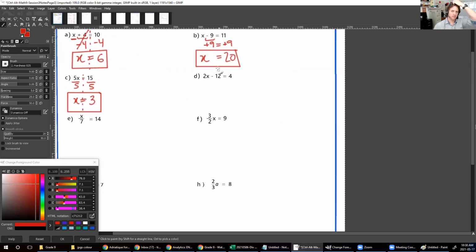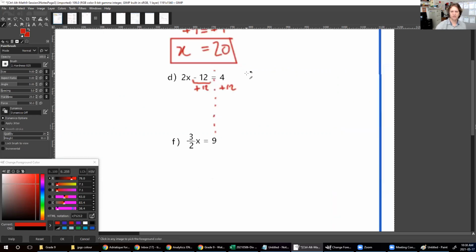Okay, here's one with 2 steps. So what I do is I always think of the subtract and the adding as a weaker bond or weaker link to the x. So I'm going to get rid of those first. I'm going to do all the numbers first, and then I'll do the multiplications and divisions at the end. So in this one, I have 2x minus 12 is equal to 4. Let's get rid of this minus 12 first. So I'm going to do that by adding 12 to both sides.